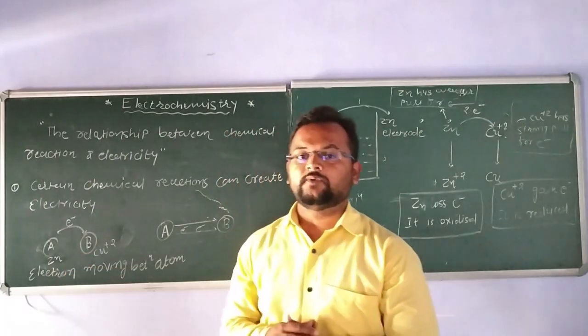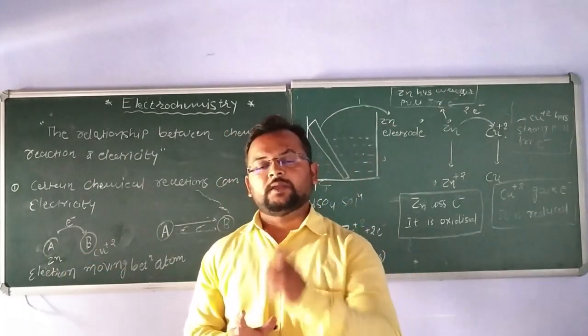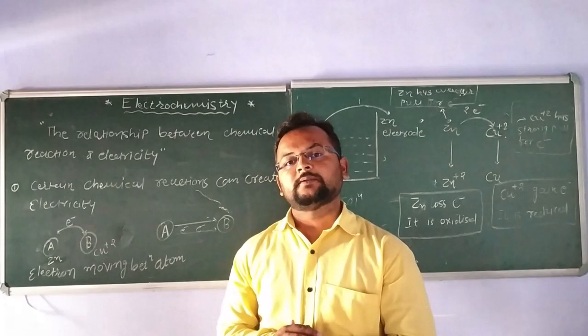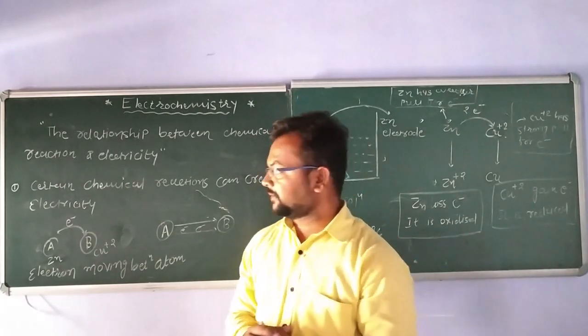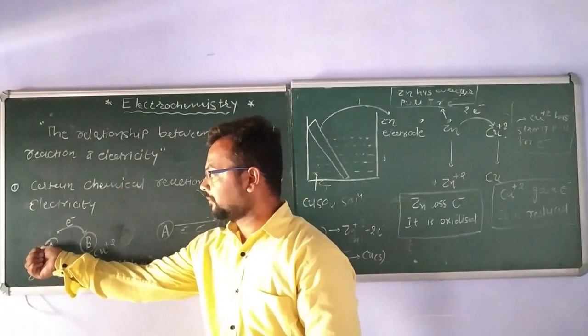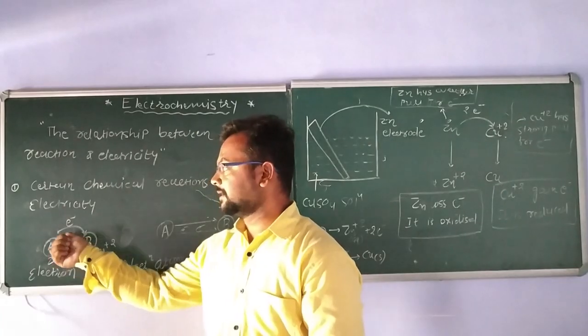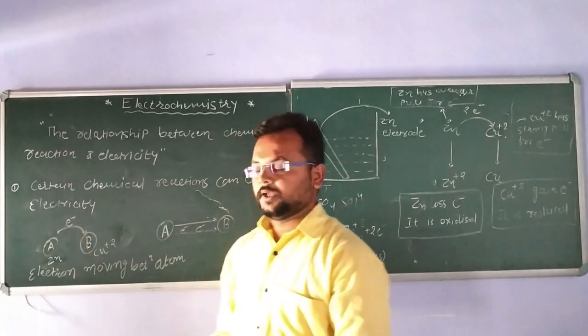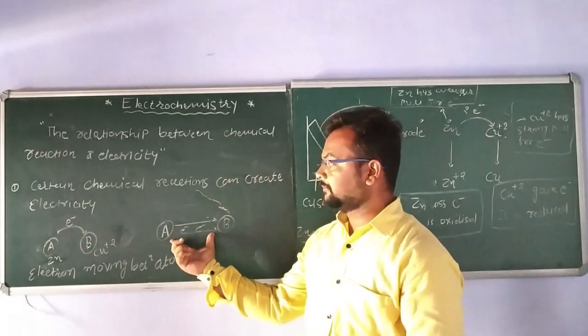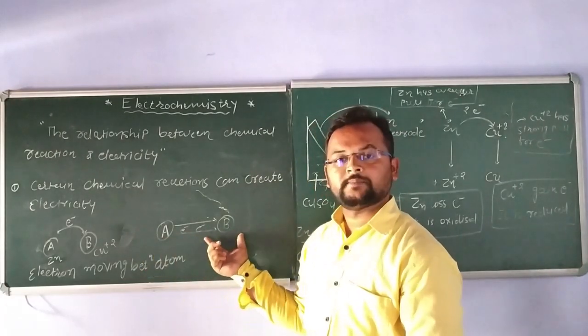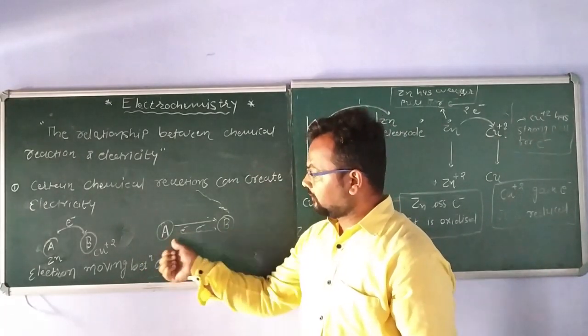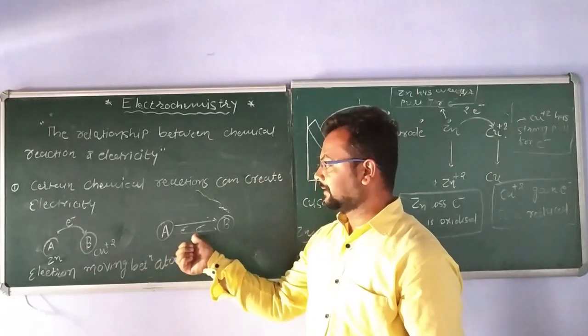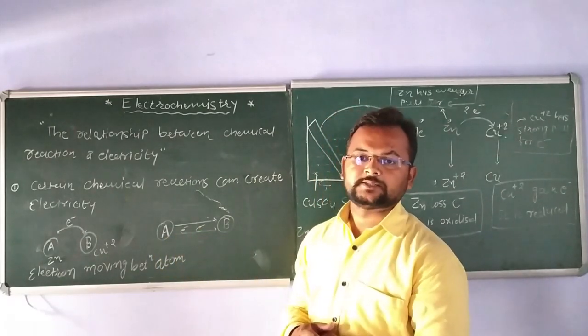So the question is, what is electricity? If electron is moving, then it produces electricity. Here electron is moved from element A to element B, then it produces electricity. If we join an electric wire between element A and element B, then the electron is moved through the electric wire and produces the electricity.